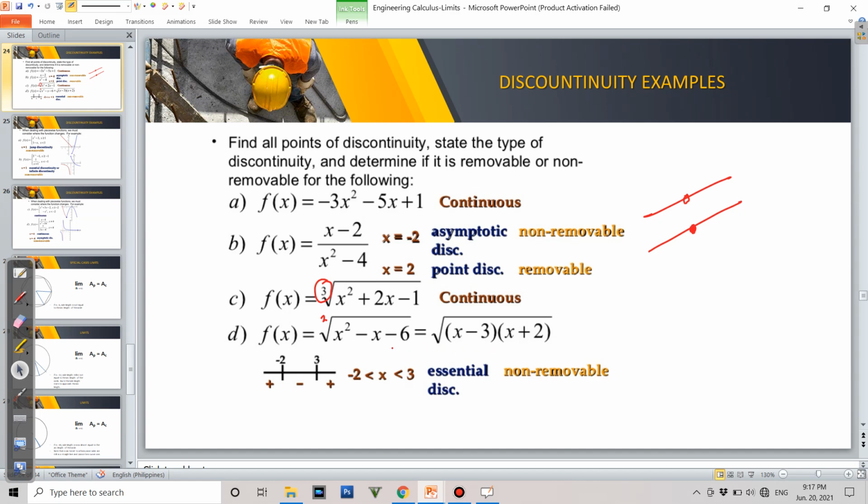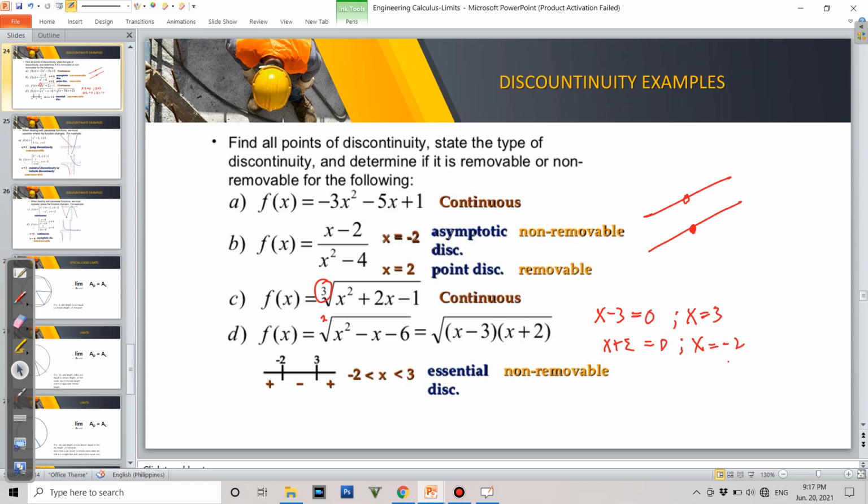Hence, if you're going to factor this, we discover that this is an essential discontinuity at x is equal to negative 2, and x is equal to positive 3. So within this boundary. So pinactor out niya lang yan and then equate it to 0. So each of these terms will be equated to 0. Yun na yung boundary niya. x minus 3 is equal to 0. Hence, x is equal to positive 3. And then x plus 2 is equal to 0. Hence, x is equal to negative 2.